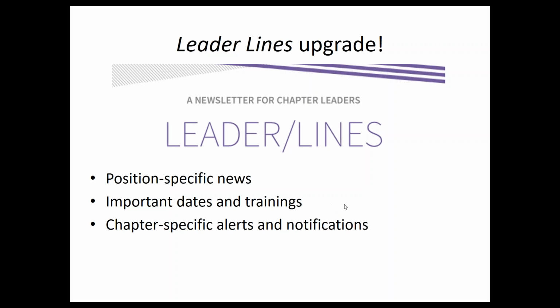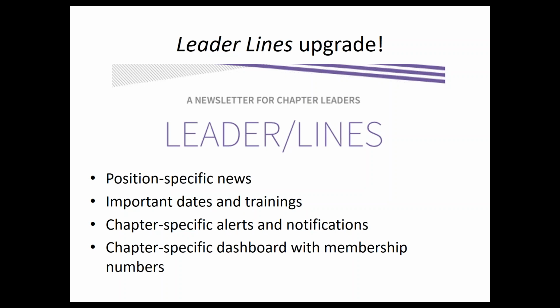What's new about this version: it will have chapter-specific alerts and notifications. It also will have a chapter-specific dashboard with membership numbers. So the chapter can see how many active members, how many inactive members, who's renewing or not renewing, who has transferred in, so that you can reach out to those individuals as needed. And there is also news from your regional coordinator.